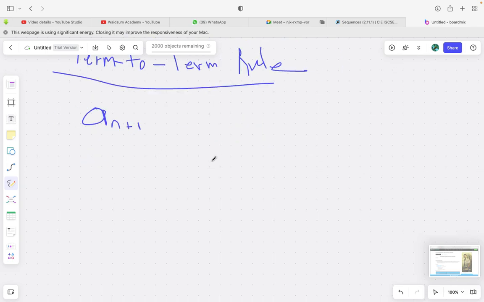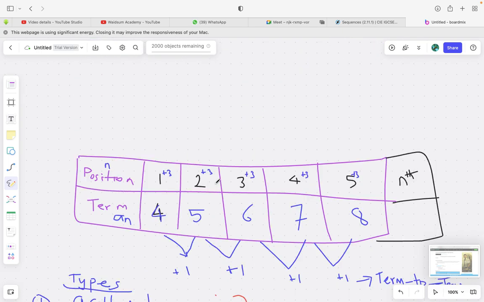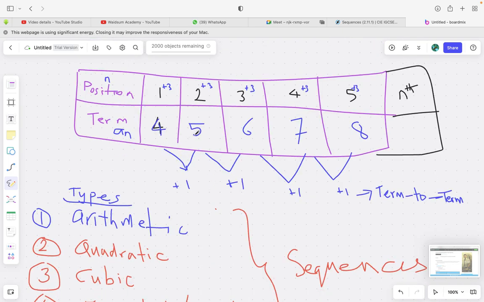The difference between the first term and the next one is 1. That's the second minus the first term, you get plus 1. The third term minus the second term, you get plus 1. This minus this, you get plus 1. So there's a common difference, a term to term rule of plus 1. So if you want to find the next term, you just say plus 1, and the next term will be 9.